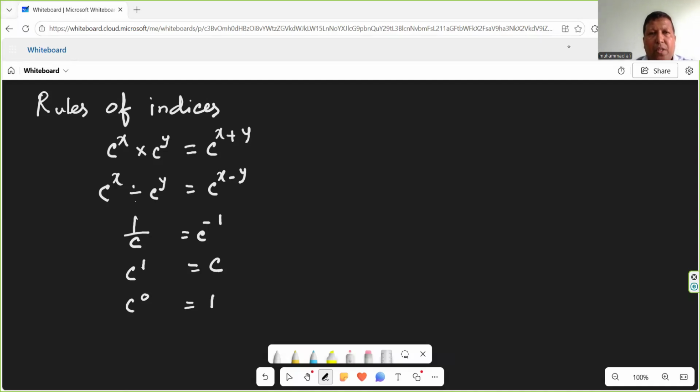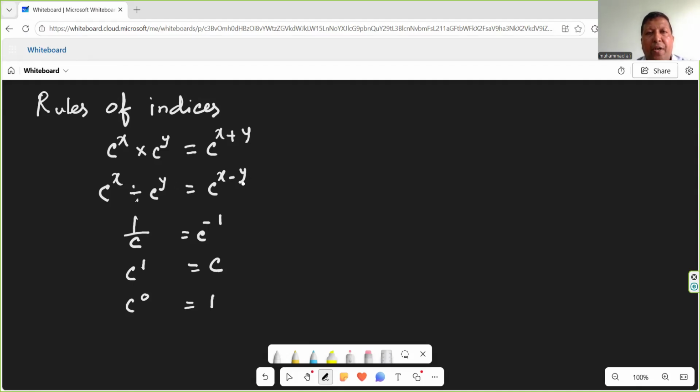Today we will discuss the exponential function, DP1 AA SL. Before that, we will see the rules of indices. c to the power x multiplied by c to the power y, if you write it together, it will be c to the power x plus y. c to the power x divided by c to the power y, if you write it together, it will be c to the power x minus y.